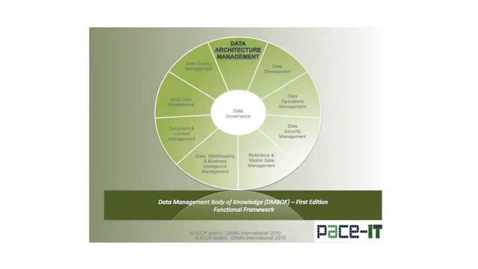The next area in the DMBOK wheel at the top is data architecture management. By and large, this is going to align very closely with enterprise architecture, but we'll be discussing specific architectures as we go through each of the areas as well, in data warehousing, reference and master data. Each one of those is a segment of data architectures.